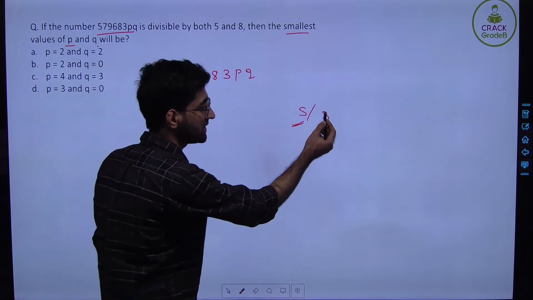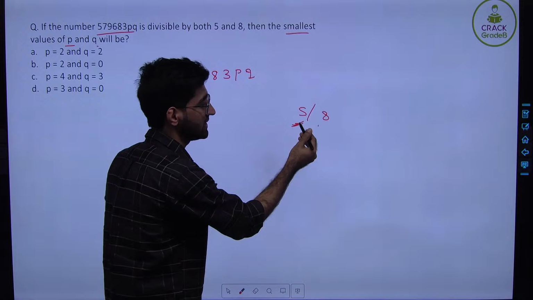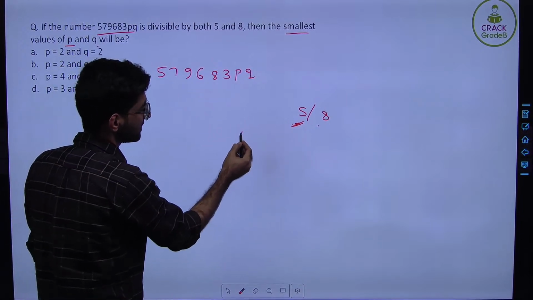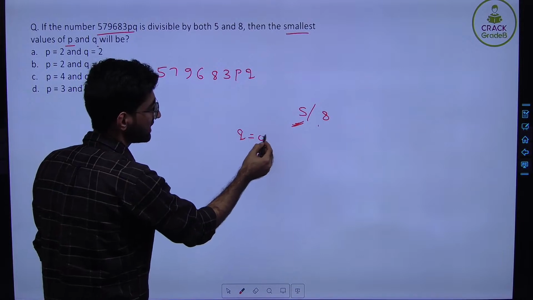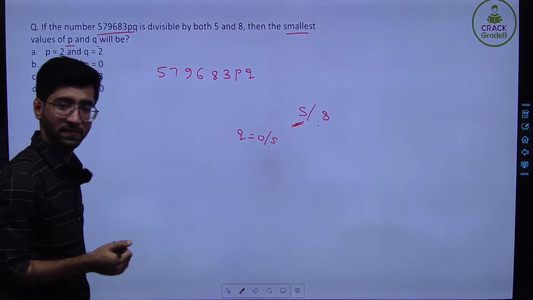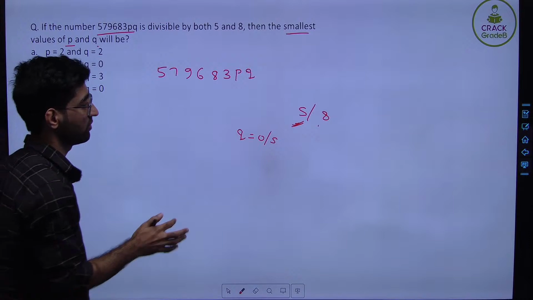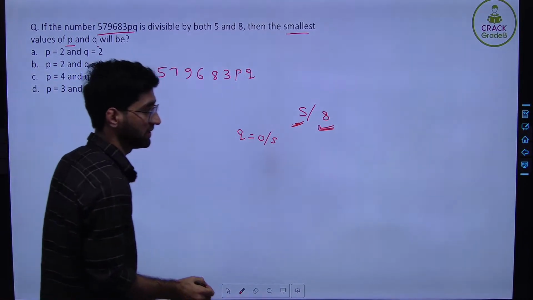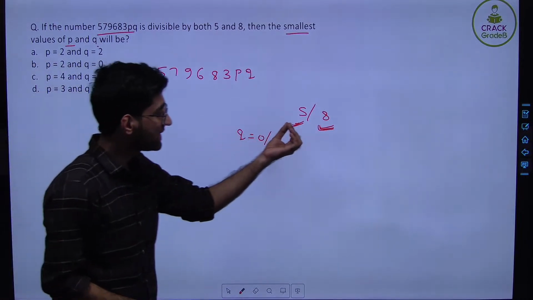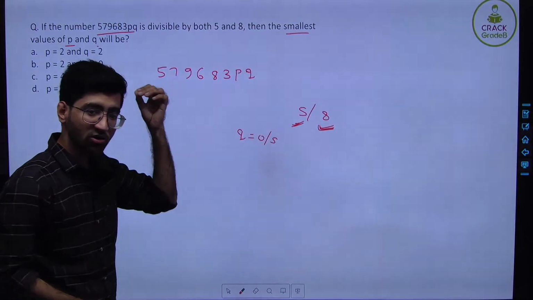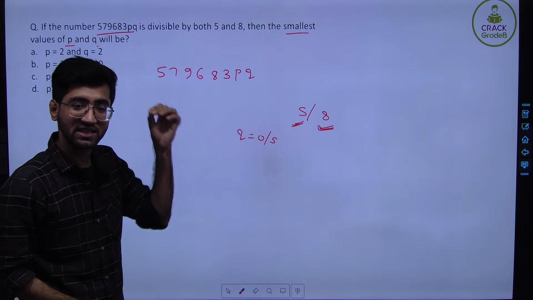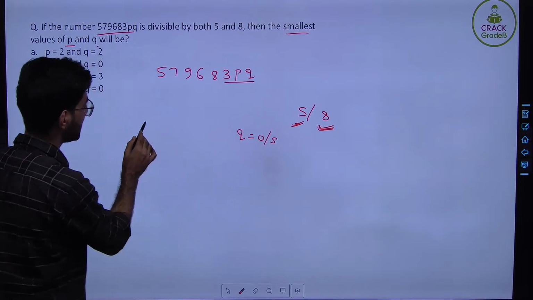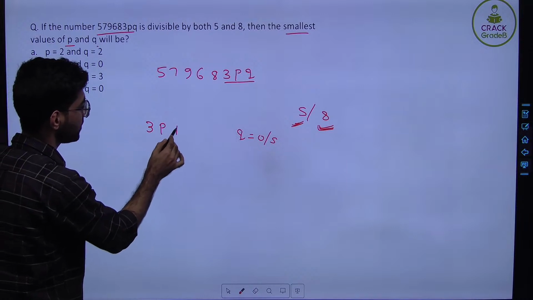See, we are not thinking about 8 now. We are only thinking about 5 for now, right? It means that the value of Q should be either 0 or 5. Okay. Now, let us start thinking about divisibility rule of 8. What is that rule? The rule says that we only have to look at the last 3 digits, right? And what are those last 3 digits? Last 3 digits are 3, P, Q.